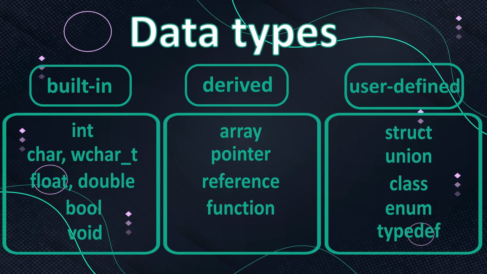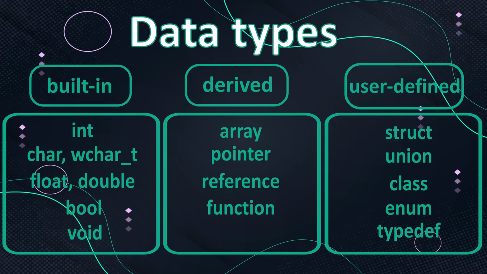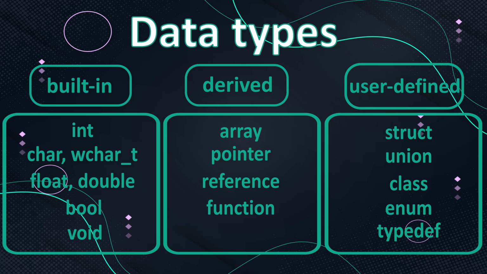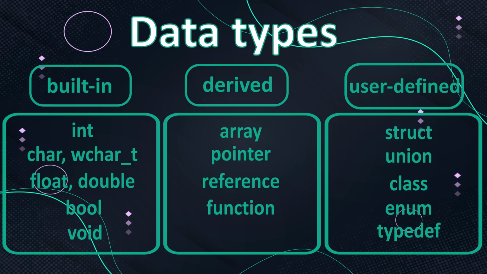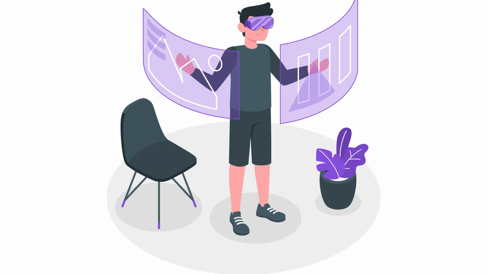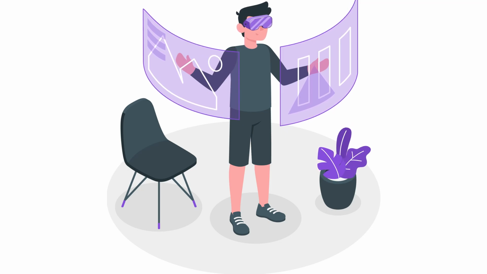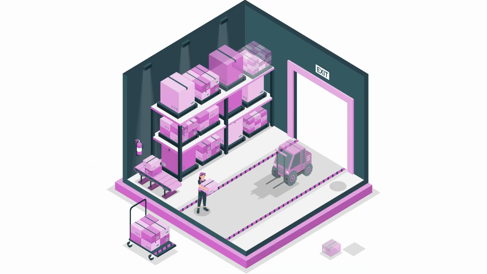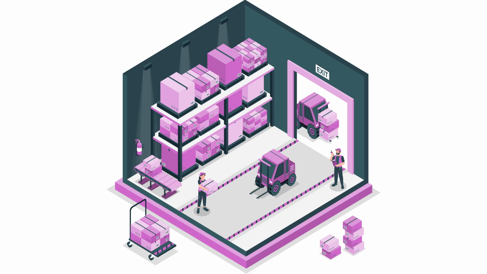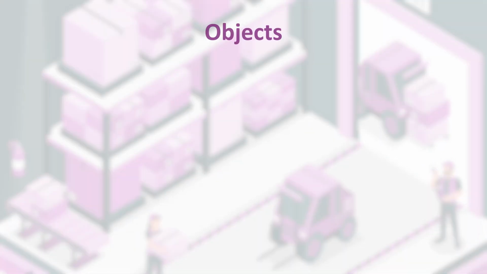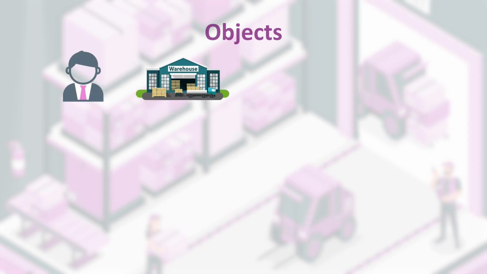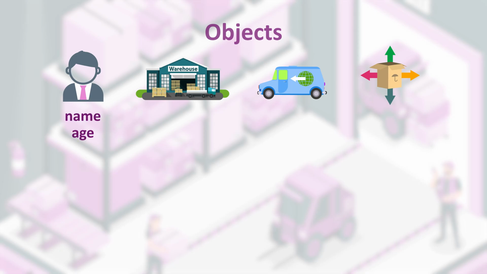User-defined types are powerful tools that help manage complexity in large programs by allowing programmers to bundle related data and operations together. Let's try to simulate a custom data type creation scenario. Imagine you are taking part in supply chain software development. Here is a short list of objects we will likely work with: a client, a warehouse, transport, and of course a delivery package. A client object may contain client name, age, address, and some unique ID.